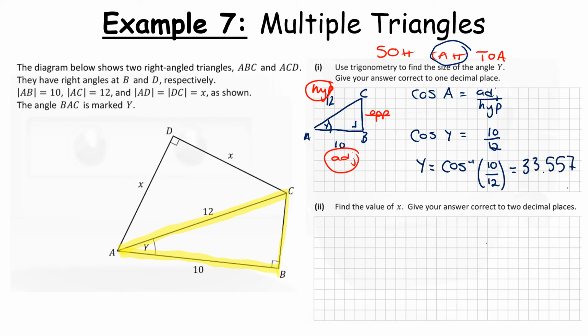33.557, and they want that correct to one decimal place, so just this one, and we look at what's next, and we get 33.6 degrees. So now it asks us to find the value of x and give your answer correct to two decimal places. So now what we're going to focus on is this triangle here. So we're going to focus on the second triangle.